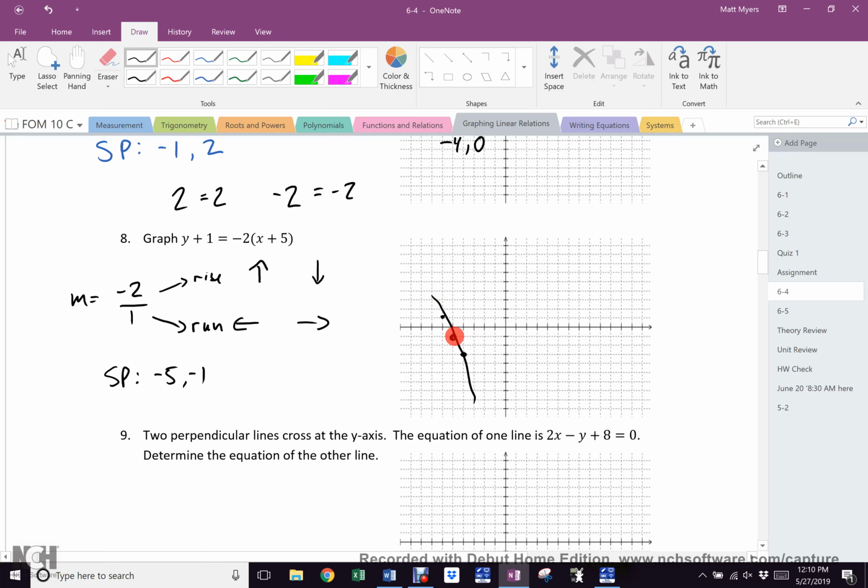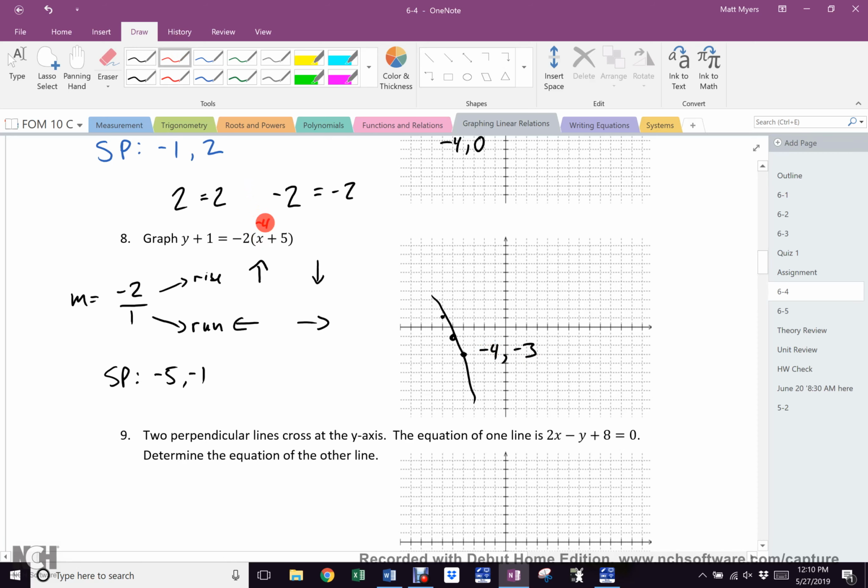Now, the point I had was -5, -1. Let's check with this guy. I went over to the right 1. So what is this guy's x value? -4. What is his y value? -3. How do I check? What letter does that represent? X. What letter is that? X.